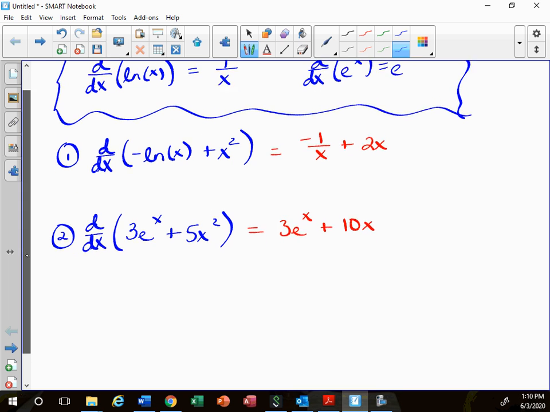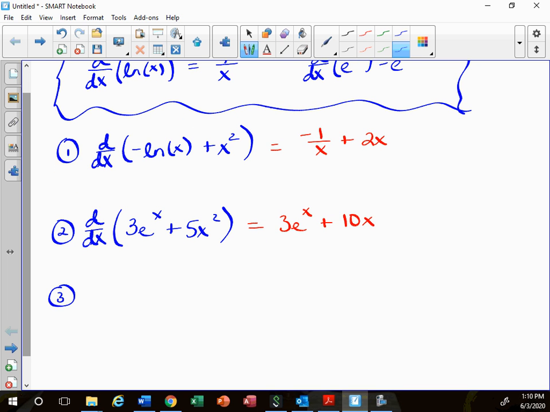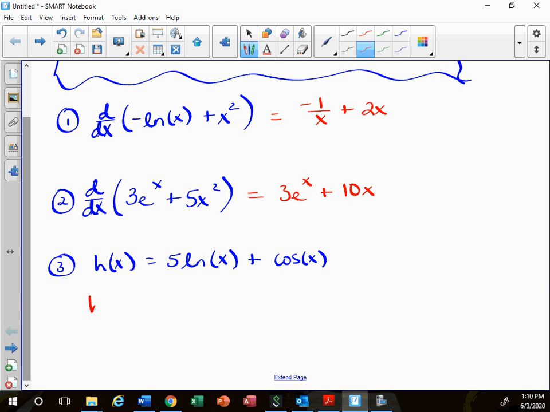All right, let's do another one. We'll do a couple more. All right, h of x is equal to 5 natural log of x plus cosine of x. So if we're going to find h prime, again, we have that coefficient of 5 that we know is still going to be a part of our answer. And then derivative of natural log of x is just 1 over x. So 5 times 1 over x is just 5 over x. And then derivative of cosine is negative sine.